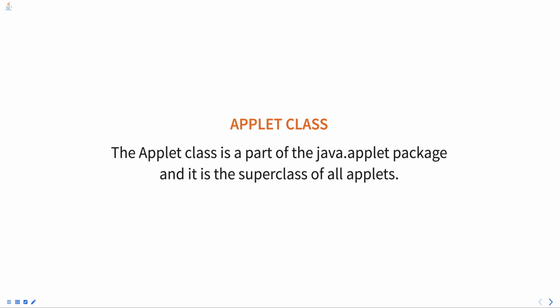The applet class defines several methods that are part of the applet lifecycle, such as init, start, paint, stop, and destroy. These methods are called by the browser or the applet viewer at different stages of the applet's lifecycle.